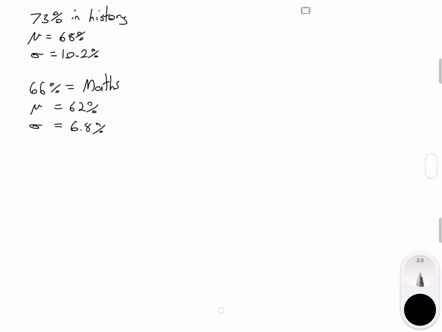Now, what we're going to do is compare these two and work out in which subject did this student perform better compared with the rest of the class. And we're going to have to make an assumption here that the scores for both subjects were normally distributed. So that is that they follow that normal bell curve that we've all come to know and love. So let's look at the z-score for history.